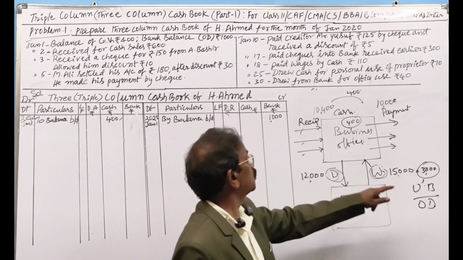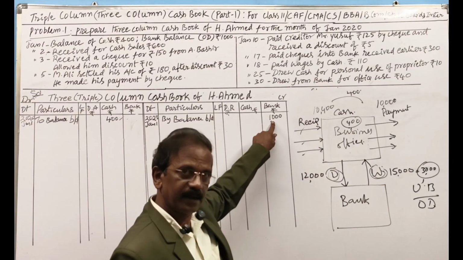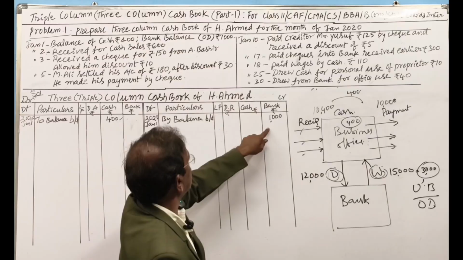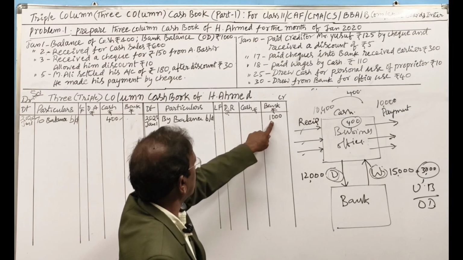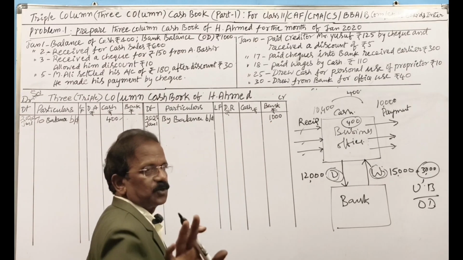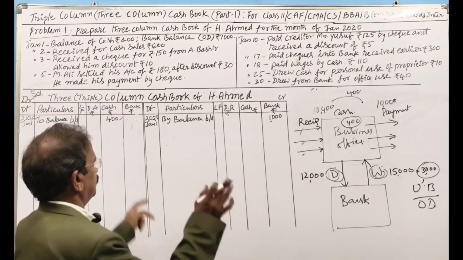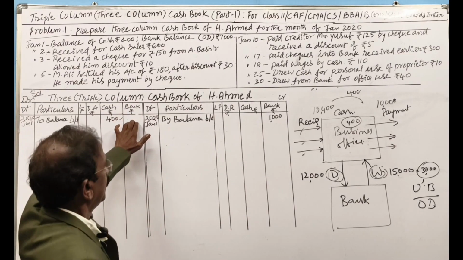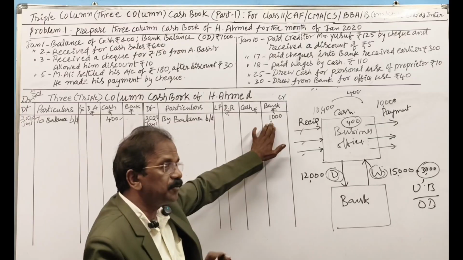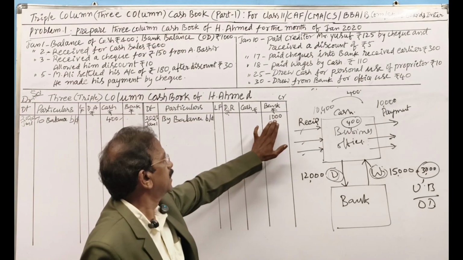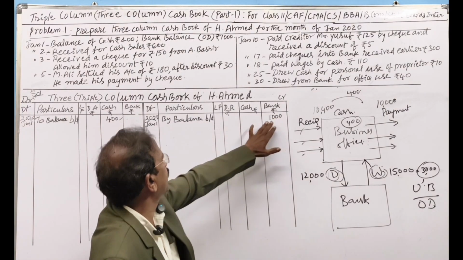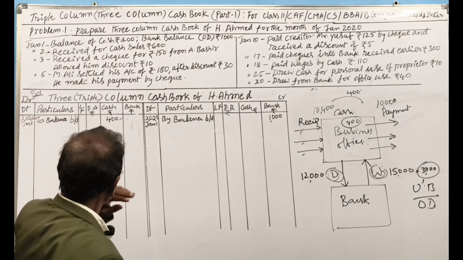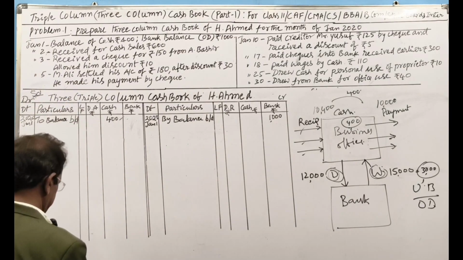That overdraft is to be recorded on the credit side. In this example, overdraft is given as 1000. We have to record it on credit side. To put it simply, in case of bank balance, if it is favorable balance, you have to record here. If it is unfavorable or overdraft balance, it is to be recorded on credit side. So I have already recorded. Now coming to the transactions.